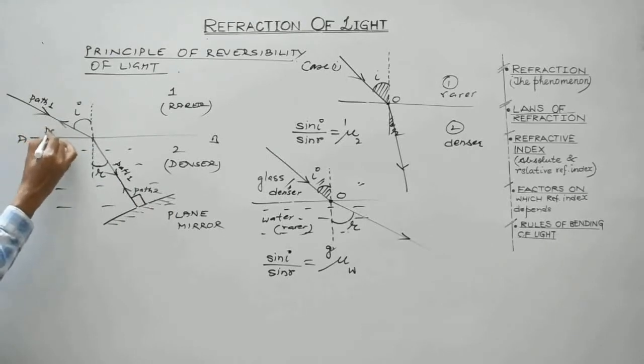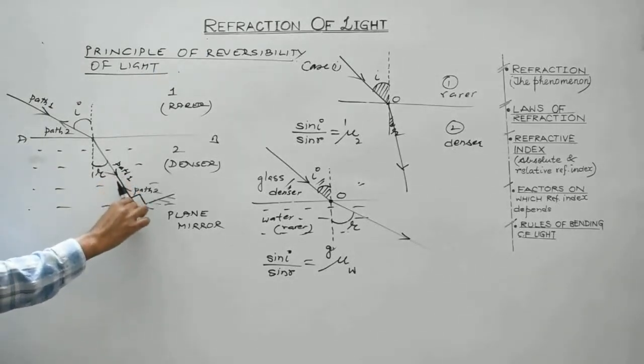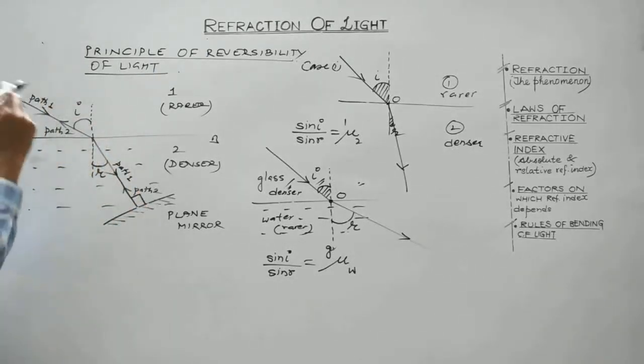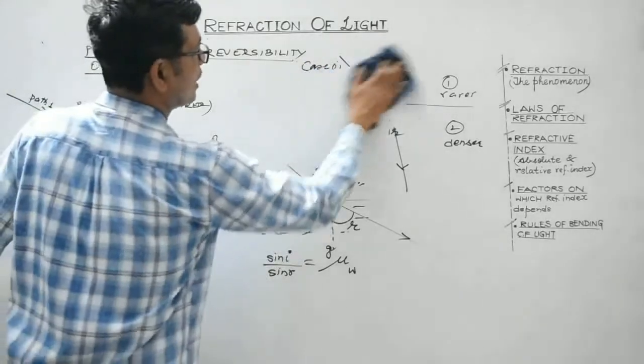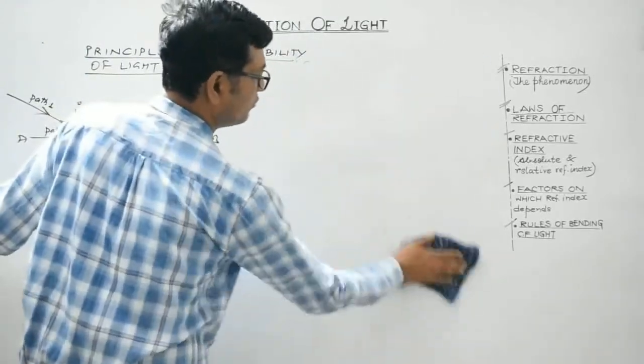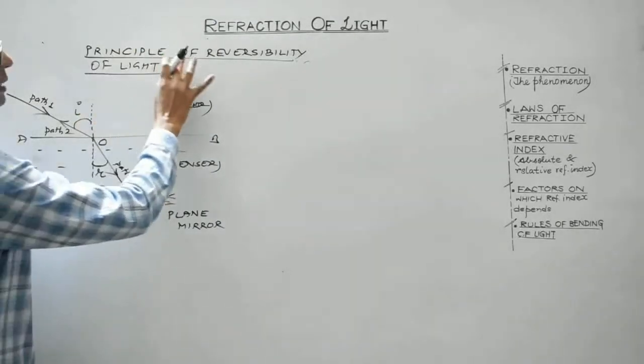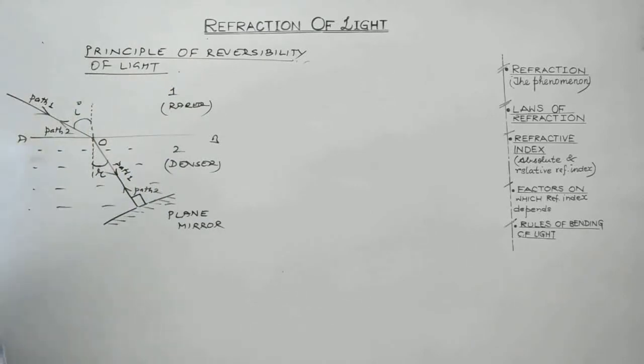This is path 2. This is path 1. And on getting reflected, it will retrace its path in the opposite direction. This is path 2. Right? So what to do is, we will apply Snell's law for path 1 as well as for path 2. And we will come across a very, very important result. Again, I repeat, students, we are discussing the principle of reversibility of light.